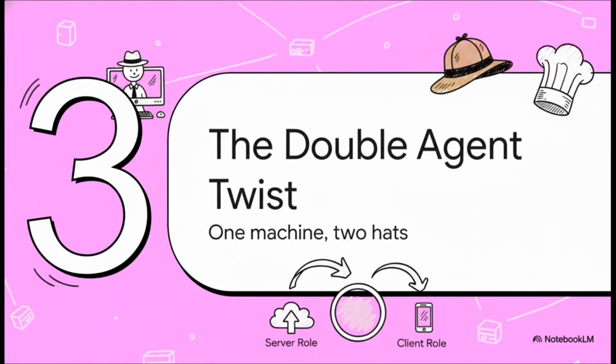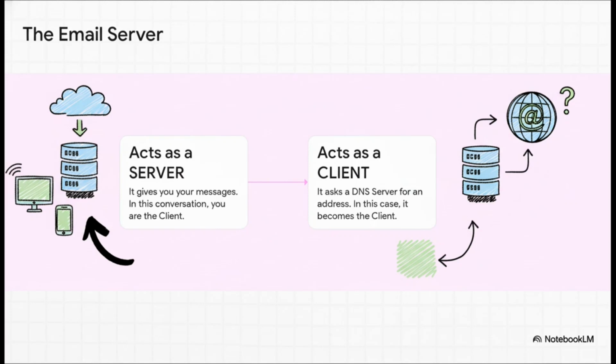So if it's all just a role, does that mean one machine can play both parts? Oh, absolutely. And this is where we get to the double agent twist, where a single device can wear two different hats, sometimes even at the same time. Let's take an email server, for example. When you check your inbox, your phone is the client, right? It's asking for your new emails. And the email server, well, it acts as the server, handing them over.